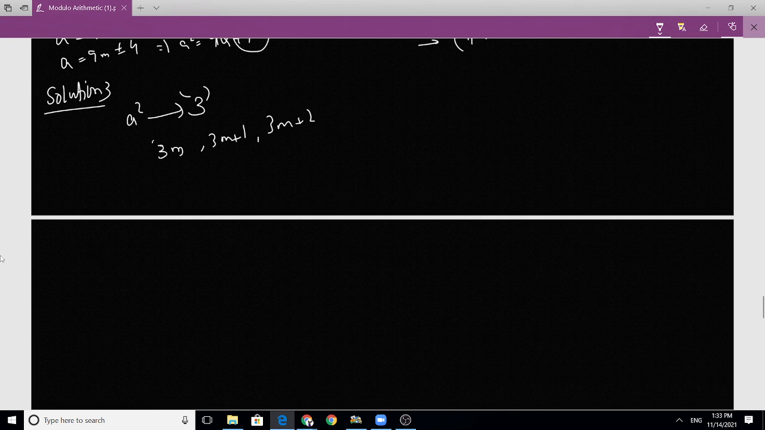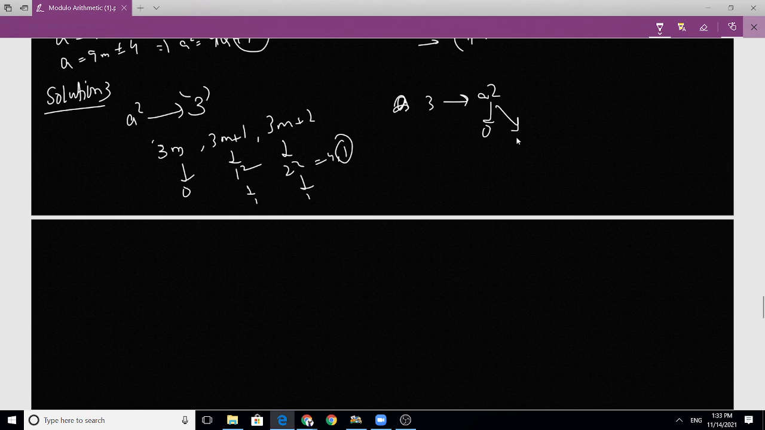As in the first question I have told, the possible remainders are 0, 1 square, and 2 square. So the remainder is 1 here, and the remainder is also 1 because 2 square equals 4, and 4 has the remainder 1 when it's divided by 3. So when 3 is dividing a square, the possible remainders are 0 and 1.